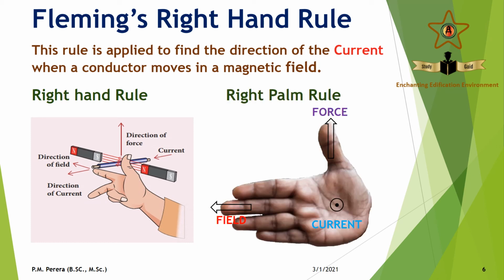Now we can use the right palm to get the same effect. As in the earlier case, fingers give the field, current comes out of the palm and the force is in the direction of the thumb.